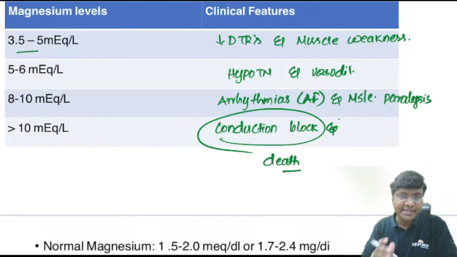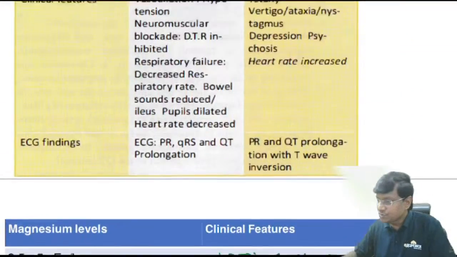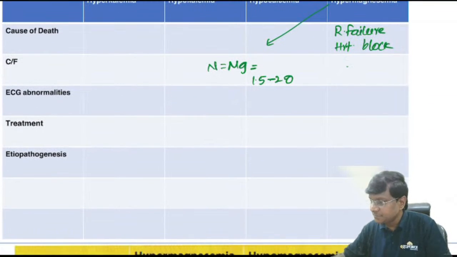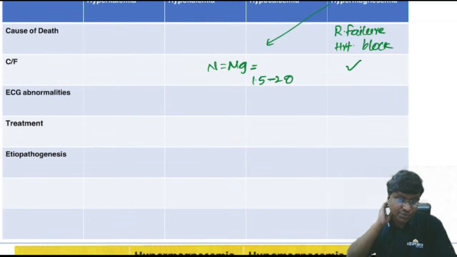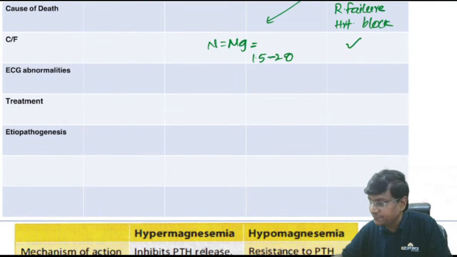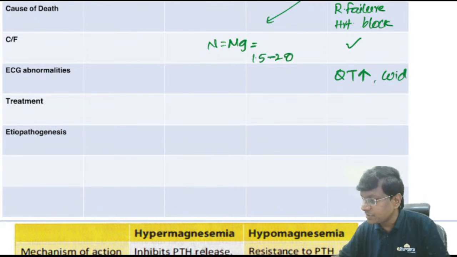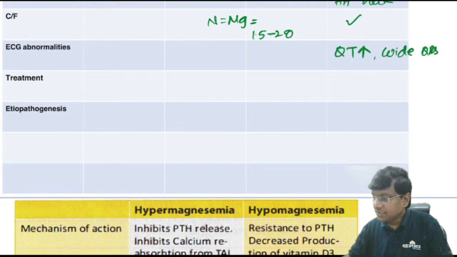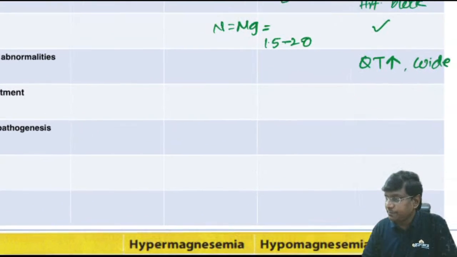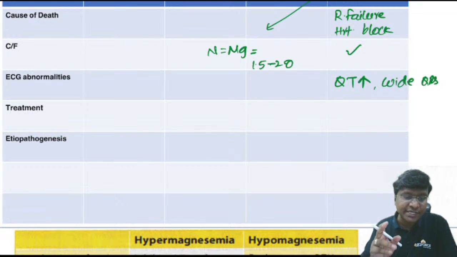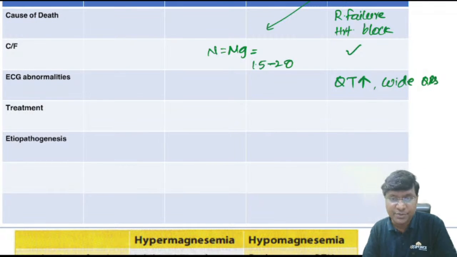The next important point you have to know is the ECG changes. Clinical features I have already discussed. ECG abnormalities, if you observe very carefully, even in patients with hypermagnesemia, there will be QT prolongation and a wide QRS complex. Remember, very important point: QT prolongation is not seen only in patients with hypomagnesemia. Even in patients with hypermagnesemia, there can be QT prolongation.